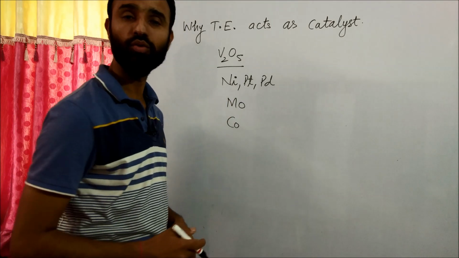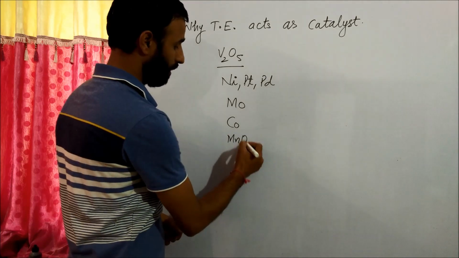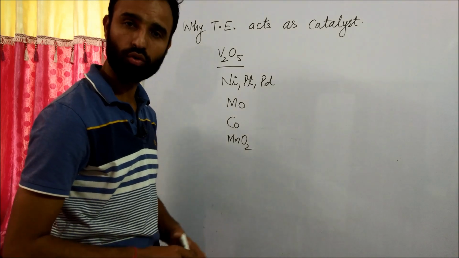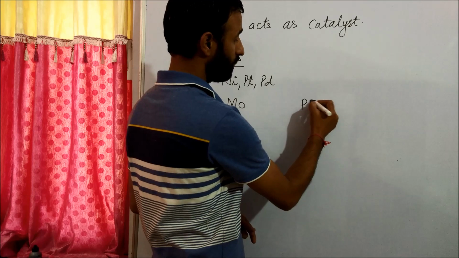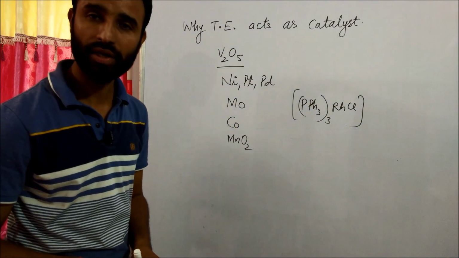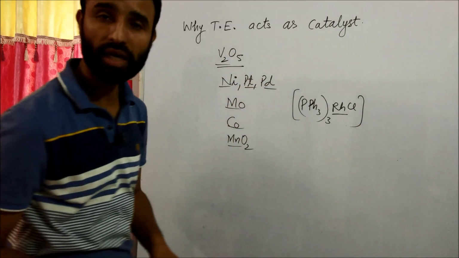Cobalt is used as a catalyst in the decomposition of bleaching powder. MnO2 acts as a catalyst in the decomposition of H2O2. Then, most important, the Wilkinson catalyst is used in the hydrogenation of alkenes. Why do these transition elements act as catalysts?